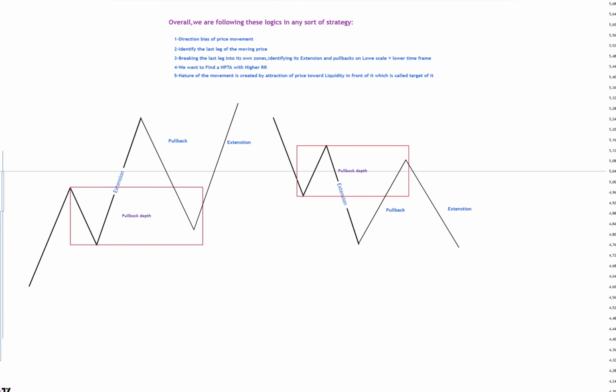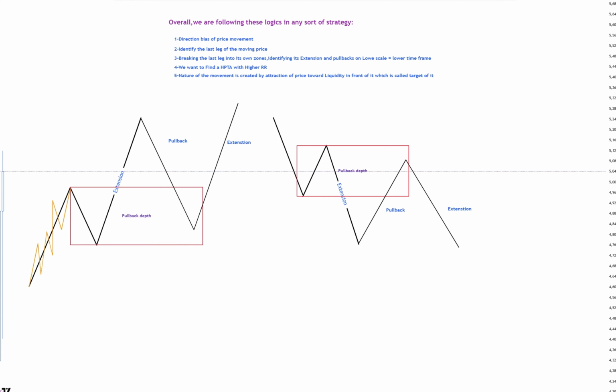Now, if you look inside this movement, the higher time frame movements are made by lower time frame movements. How do they move? It is moving based on the fractal nature of the market. The same movement that we have here, we have there inside these legs. In the lower time frame, it has its own extension, its own pullback, its own depth of pullback.